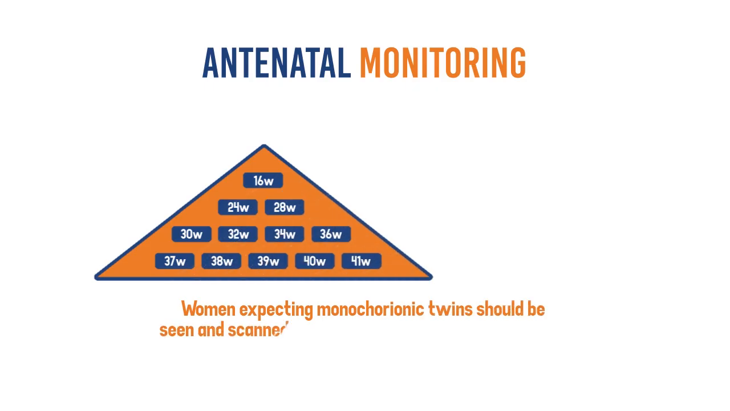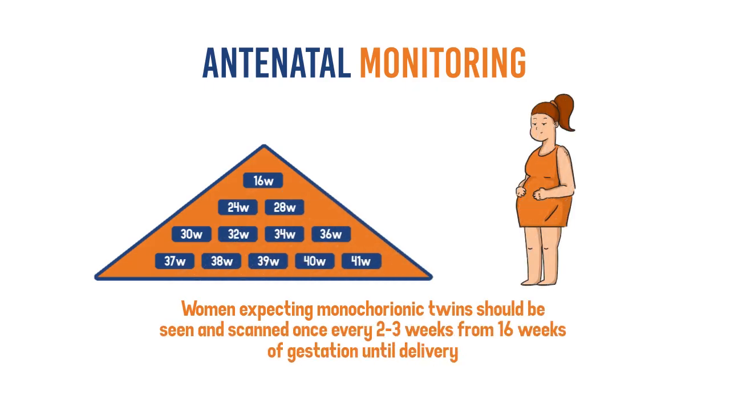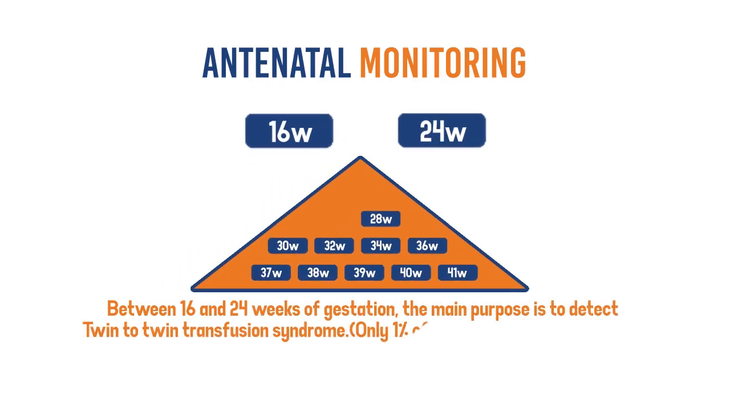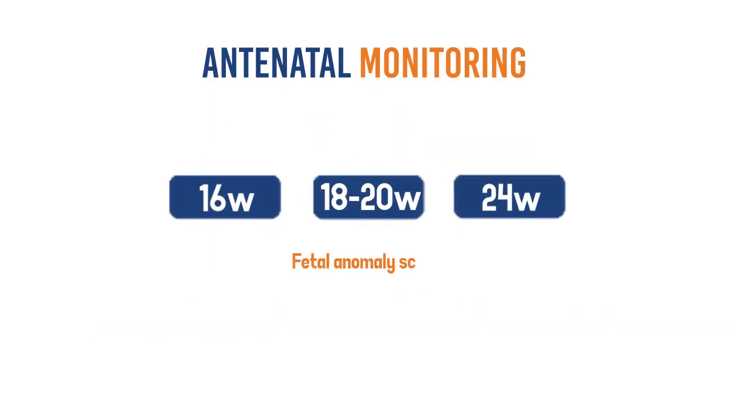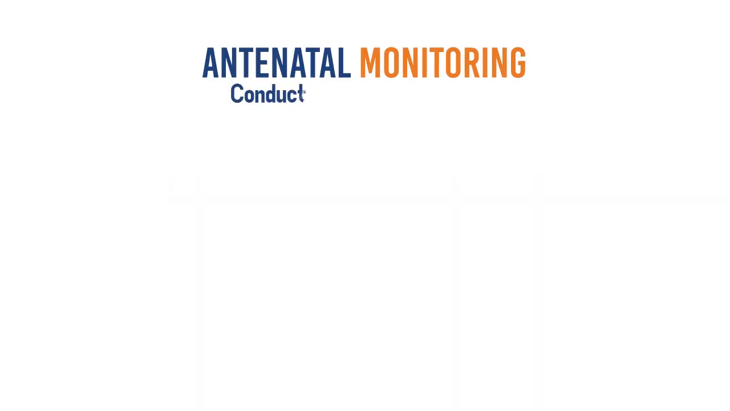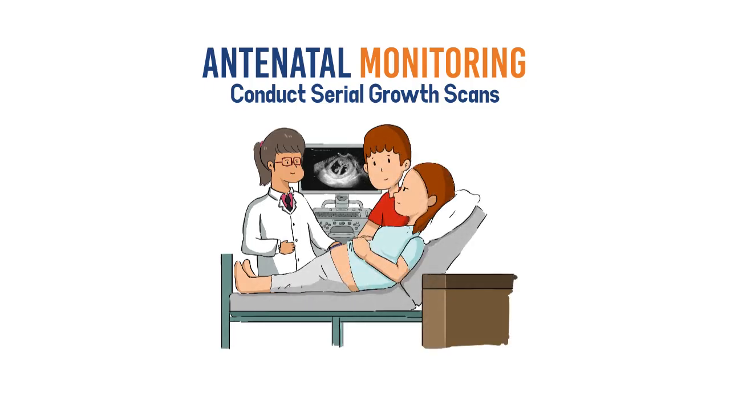Women expecting monochorionic twins should be seen and scanned once every 2 to 3 weeks from 16 weeks of gestation until delivery. Between 16 and 24 weeks of gestation, the main purpose is to detect twin-to-twin transfusion syndrome. Between 18 to 20 weeks, a fetal anomaly scan should be undertaken. Conduct serial growth scans to look for intrauterine growth restriction and growth discrepancy.